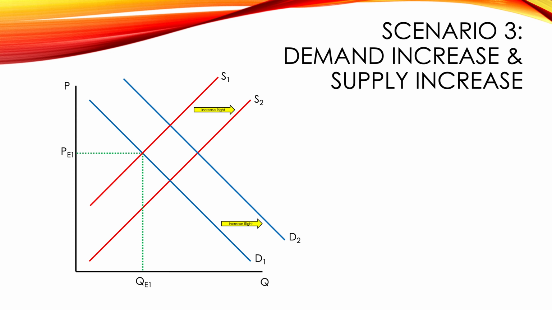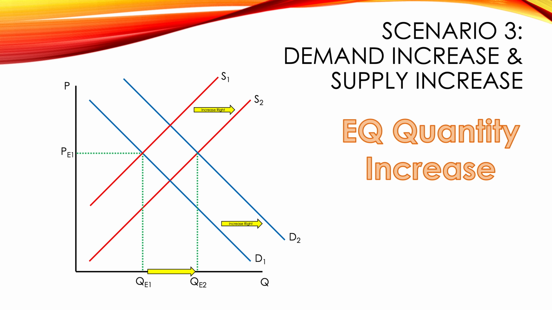So what would happen in this situation? Where is your new equilibrium? Match up your subscripts. Well, this time, quantity definitely increases, right? Because now people want this thing a lot more, but the supply of it's increased. There's a lot more of it. So we know that the market equilibrium quantity is going to be higher than it was before. So that's cool. But what can we say happened to the price?